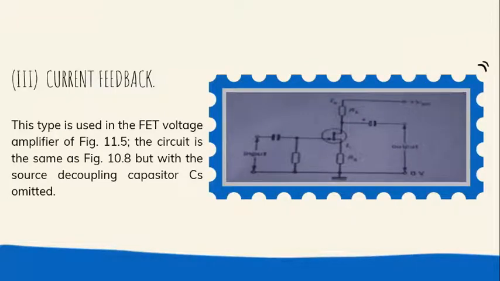And the current feedback. This type is used in the FET voltage amplifier of FIG 11.5. The circuit is the same as FIG 10.8, but with the source decoupling capacitor CS, like the emitter capacitor CE, removed.